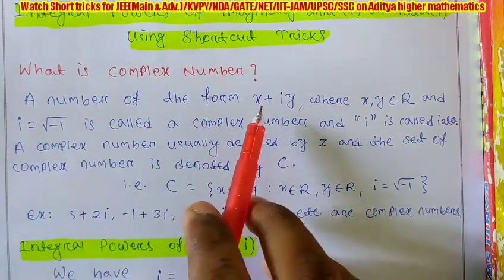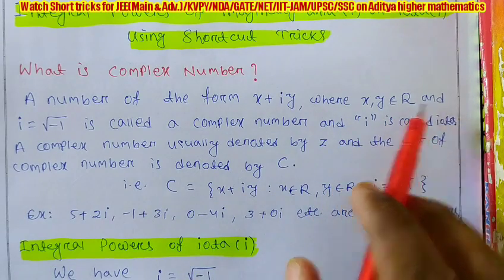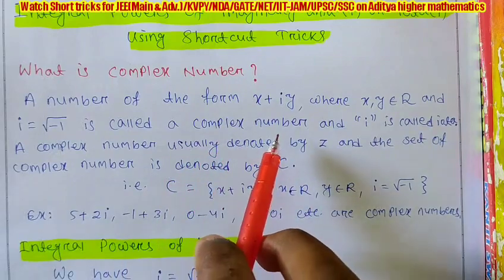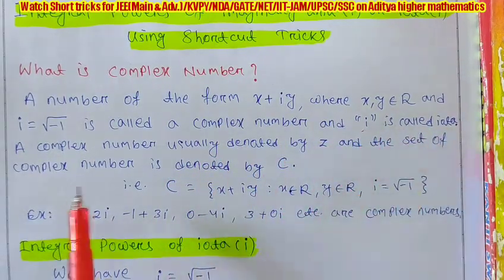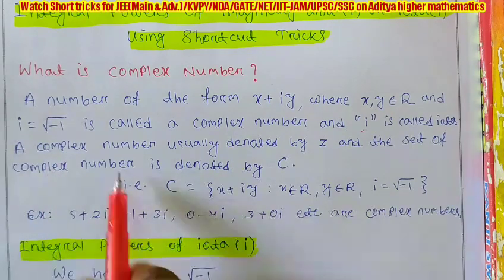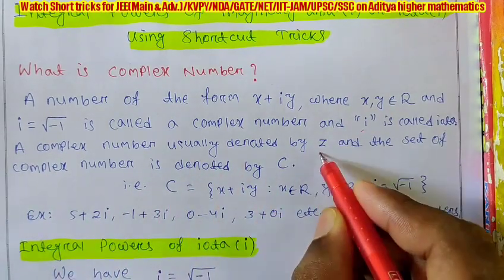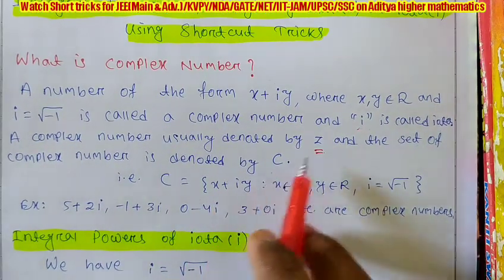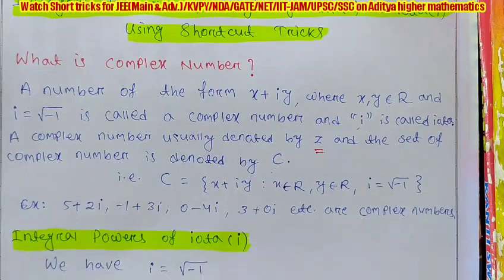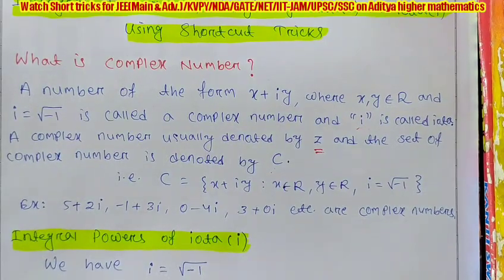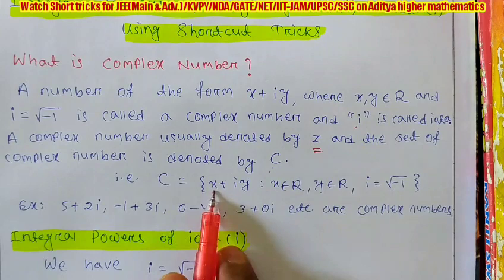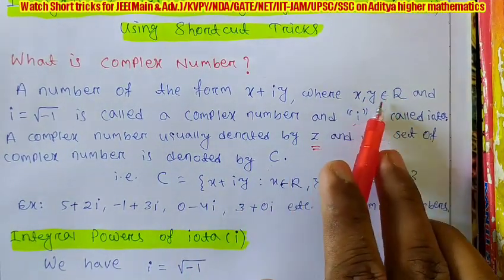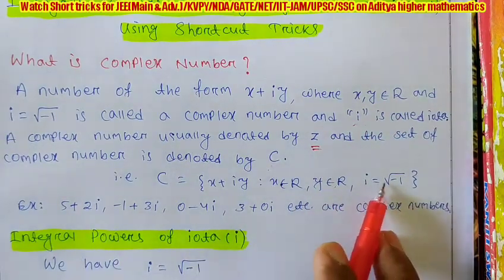A number of the form x plus iy, where x, y belong to R and the value of I is the square root of minus 1, is called a complex number, and that I is called iota. A complex number is usually denoted by small z, and the set of complex numbers is denoted by the capital letter C. These are the notations for a complex number and the set of complex numbers. That set we can write like this: x plus iy, where x, y belong to R. Belongs to R means these x, y are real numbers, and the value of I is the square root of minus 1.